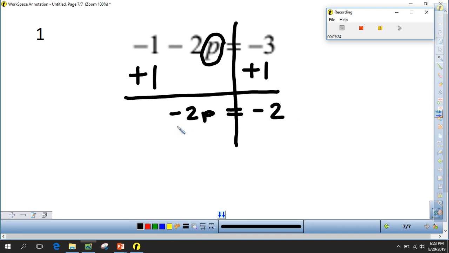-2p means -2 times p, so to undo that, I'm going to divide. If I do it to one side, I do it to the other. -2 and -2 cancel each other out, leaving me p is equal to a -2 over a -2 becomes a positive 1.